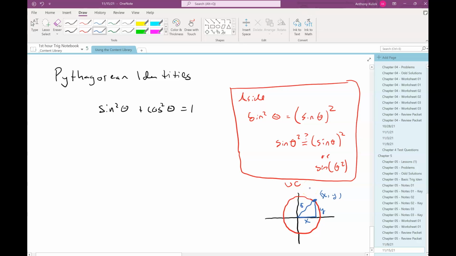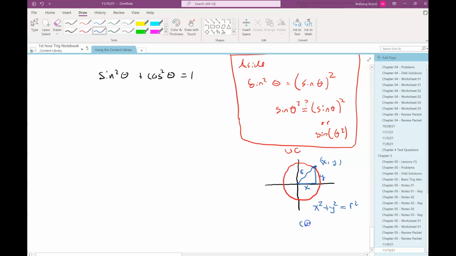And we'll call the radius of that triangle r then. So I know, since I have a right triangle, that a squared plus b squared is equal to c squared, or in this case, x squared plus y squared is equal to r squared. On the unit circle, x is cosine, y is sine, and the radius is 1. So that's how we end up with that Pythagorean identity. Is everybody okay with that?